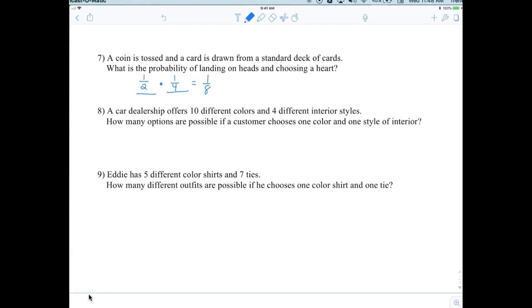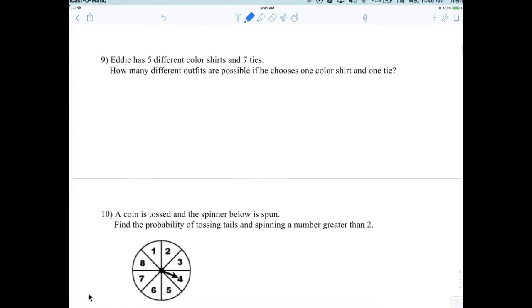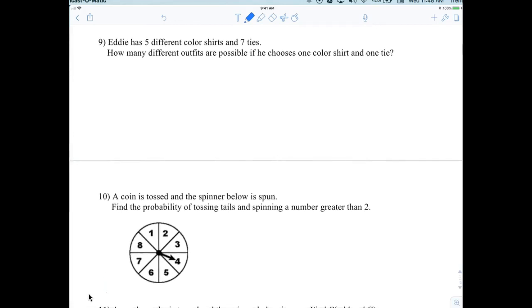All right, number 9. Eddie has 5 different color shirts and 7 ties. How many different outfits are possible? What do you think? Is it just 5 times 7? Yep, just 5 times 7. Again, I would prefer if you do this and write 5 times 7.